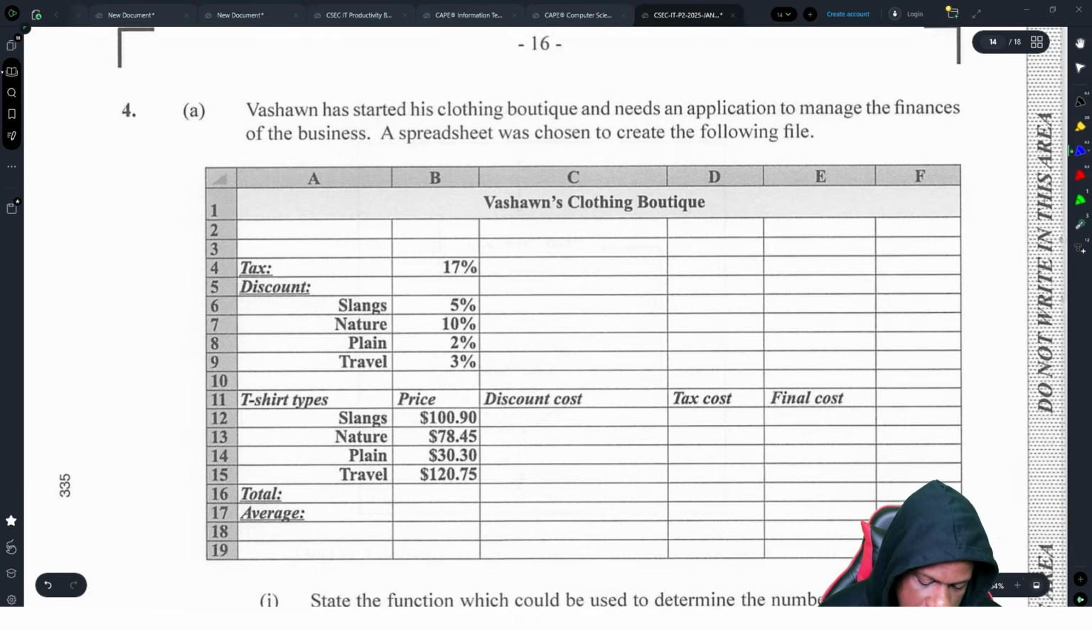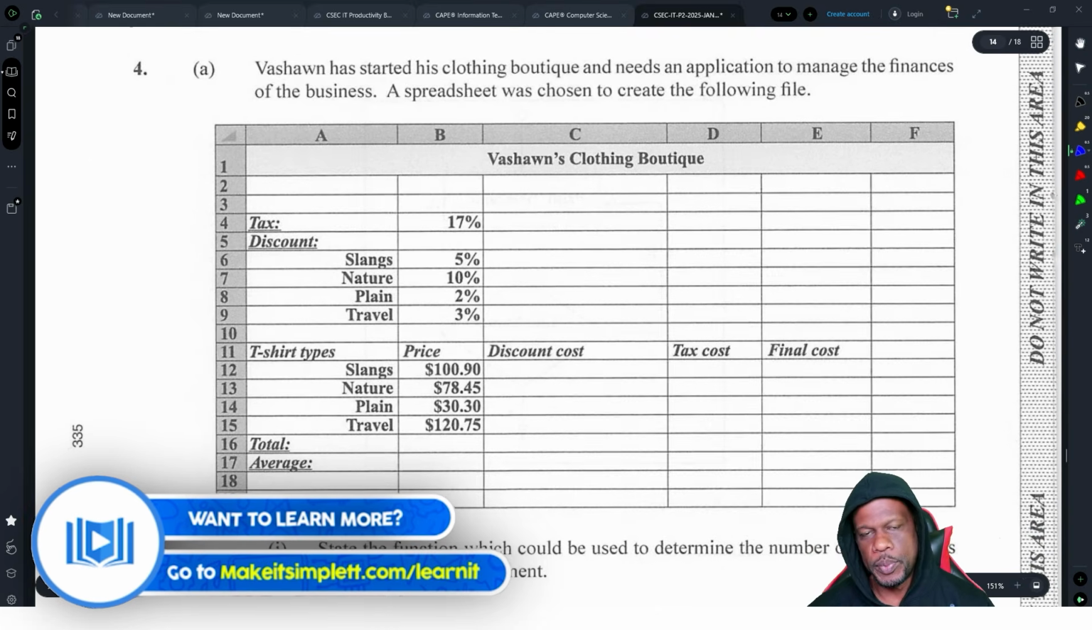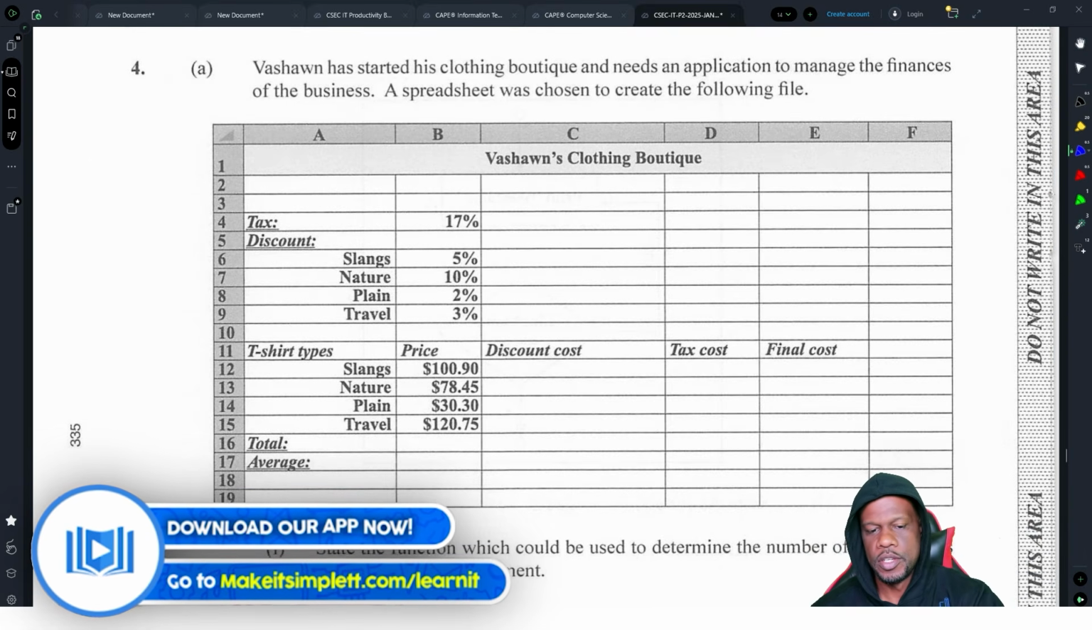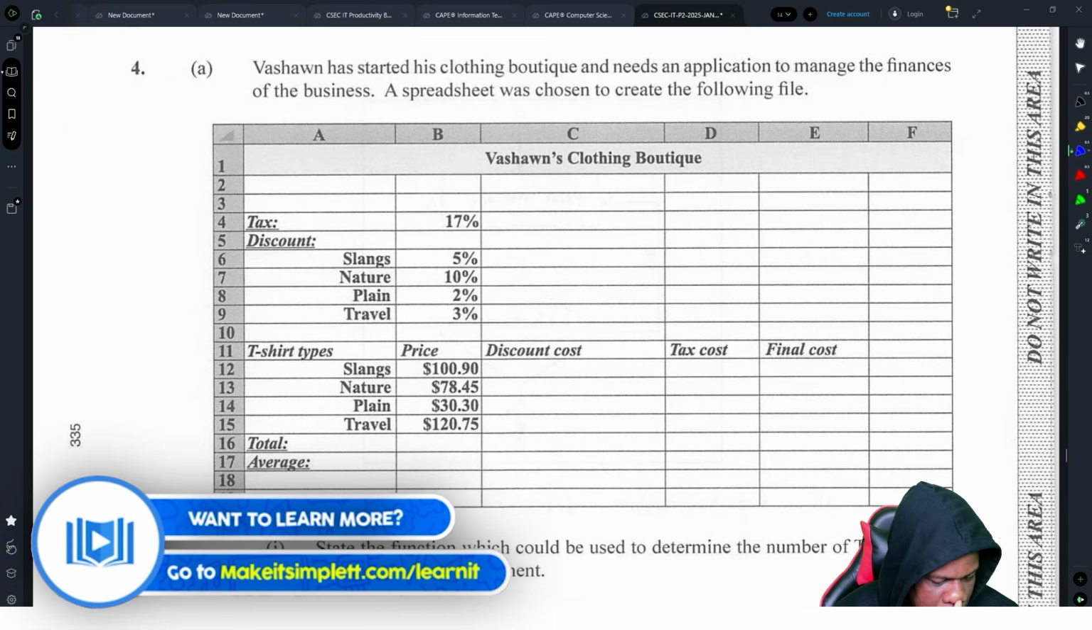And here we are on question number 4. Final question. For this whole paper, they didn't ask us a spreadsheet question. So tell yourself that they're going to ask you a spreadsheet question now, and the spreadsheet question usually is one of the tougher questions because it requires you to know functions and formulas. So don't be afraid, don't be alarmed.